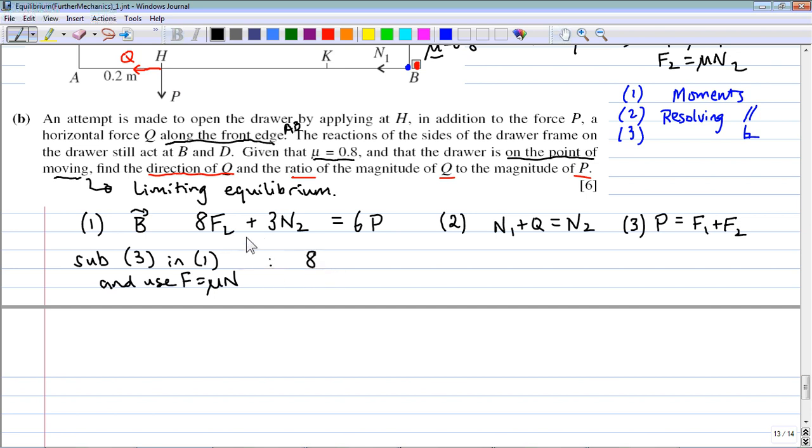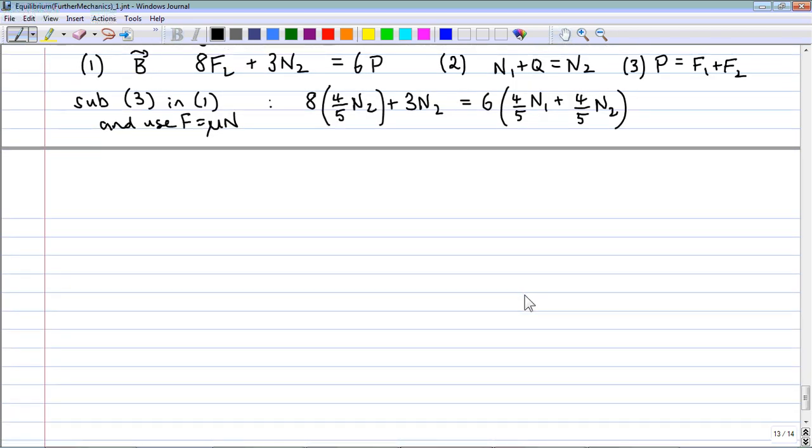So I'll get 8 times F2, which is mu N2, which is 4/5, being 0.8, times N2, plus 3 times N2 equals 6 times P. P is F1 plus F2, which is mu times N1, which is 4/5 of N1, plus mu times N2, which is 4/5 of N2. So you see here I can rearrange this equation to show the relationship between N2 and N1. Let's multiply it by 5, so we get rid of these 5s in the denominators.